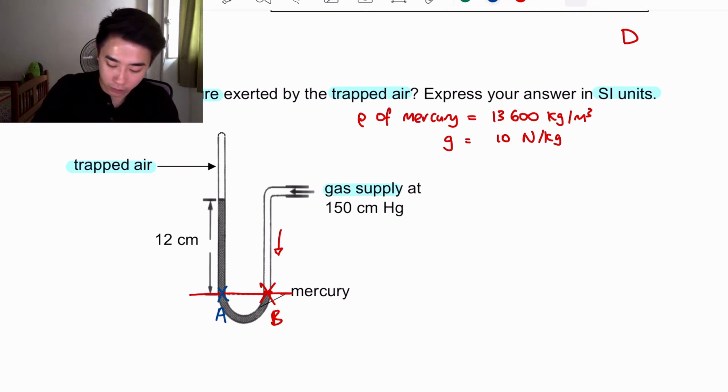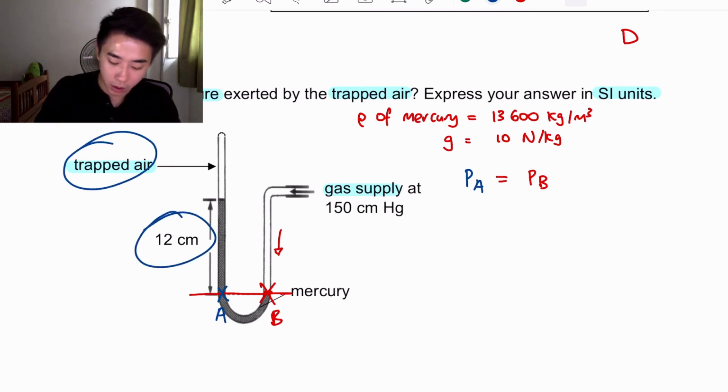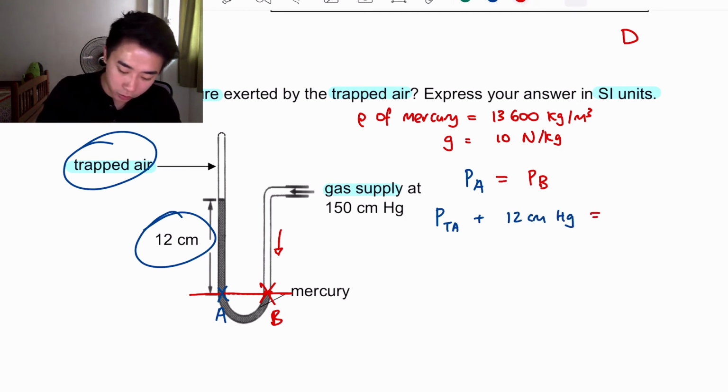So always set up your equation first. PA equals PB, right? And what is PA, the pressure at A, due to? Well, it's due to the trapped air, and it's also due to the mercury column above. So for trapped air, I'll write this pressure of trapped air in short, plus the pressure of the mercury column, which is simply 12 cm worth of mercury above it, will be equal to the pressure due to the gas supply at B. And this pressure due to the gas supply is 150 cmHg.